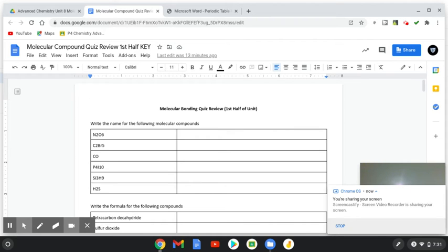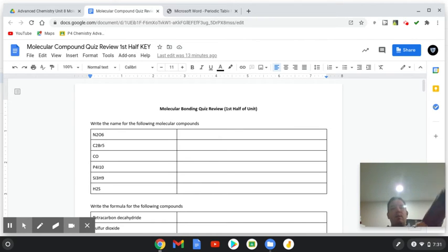Hello, everybody. Today we are going over the molecular bonding quiz review. We're going to have a quiz on Thursday covering the first half of molecular bonding. Anything on this review is certainly fair game for the quiz. So if you have any questions, make sure to get them asked.